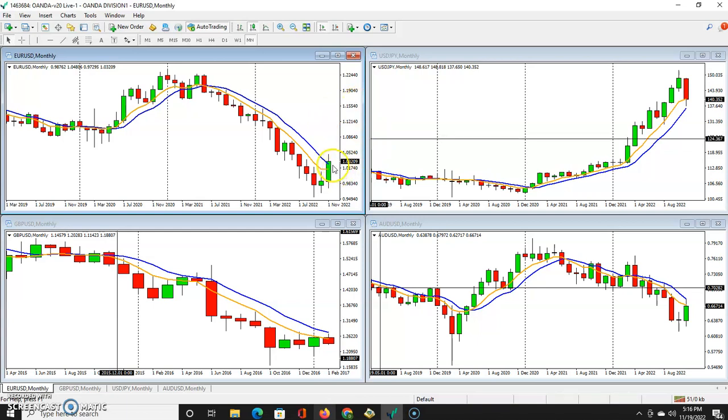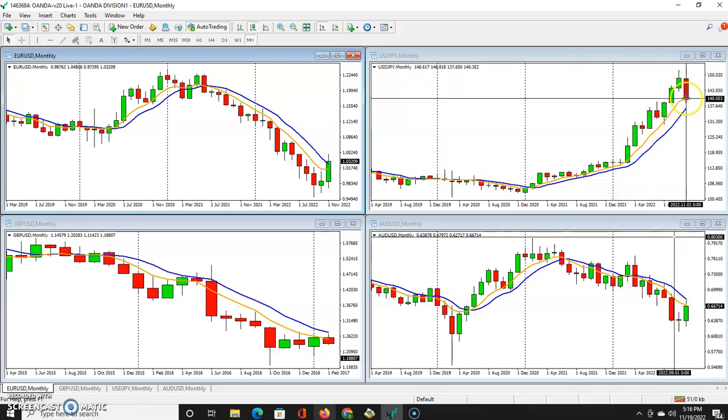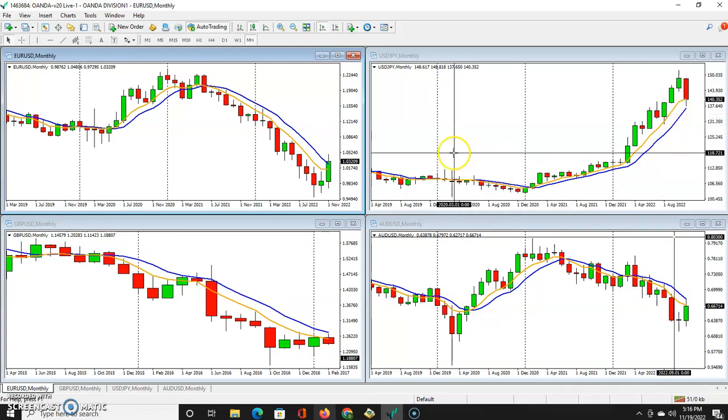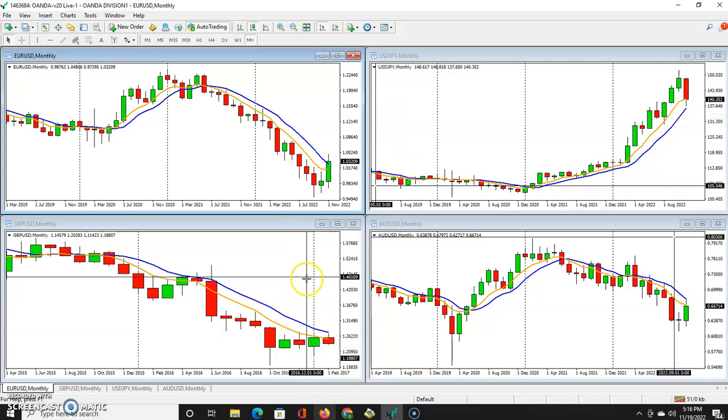You notice that all these moving averages right here are still open. They never cross back over. You see the orange is still under the blue here, and orange is over blue here. But they haven't crossed. The reason they're like that is because price is still going in the direction that it's supposedly going.